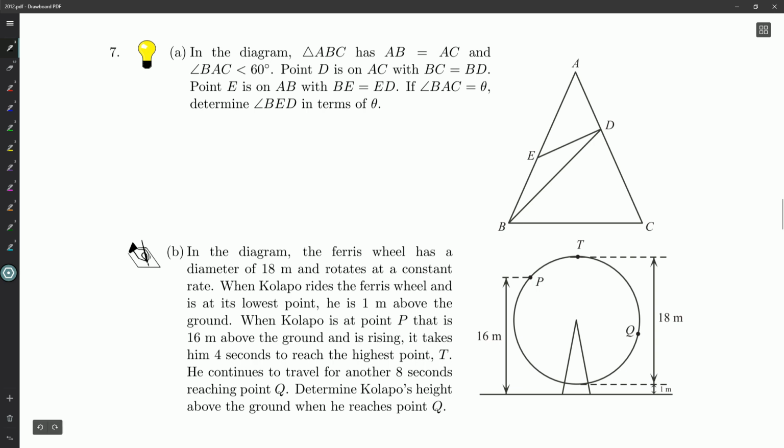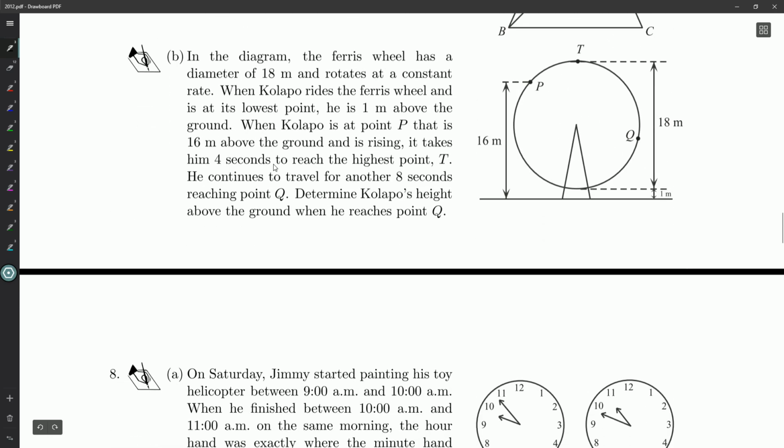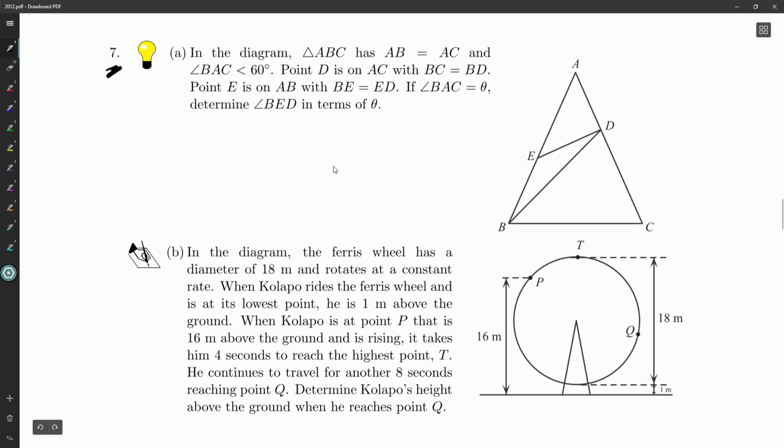We're still looking at our 2012 Euclid paper. This time we're up to question number 7. So we've got a light bulb and a written part. I think that's it. I don't think there are any more light bulbs. Nope, certainly not. And it is just two parts, so light bulb and just a written part.